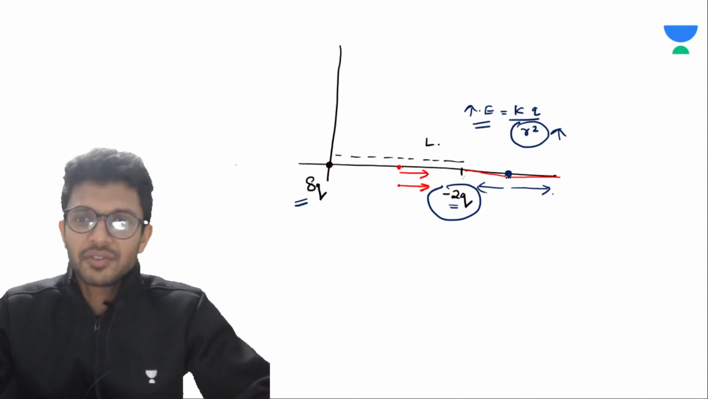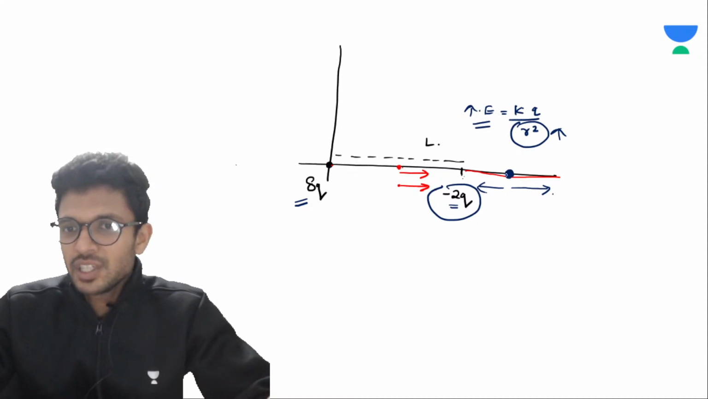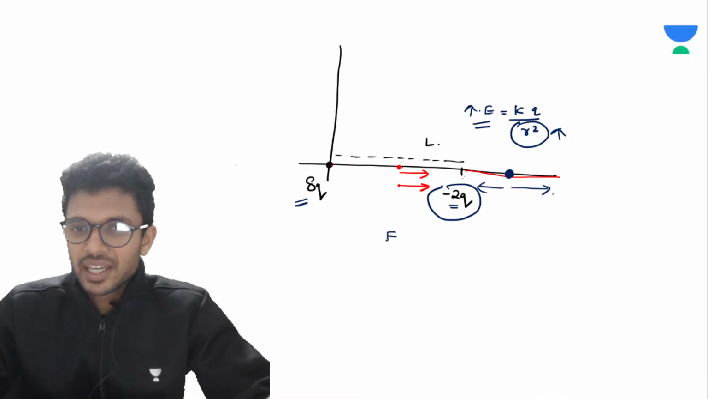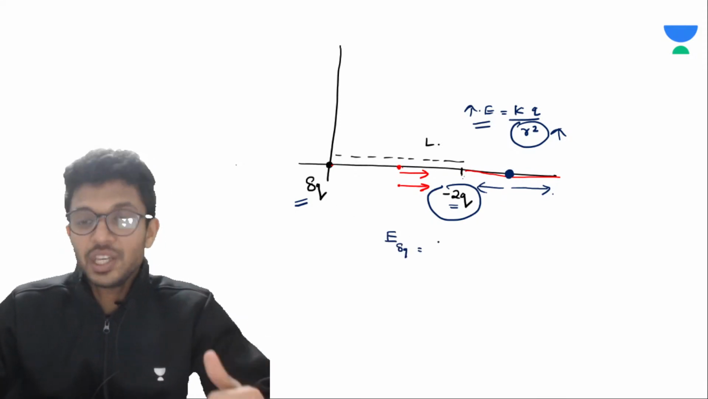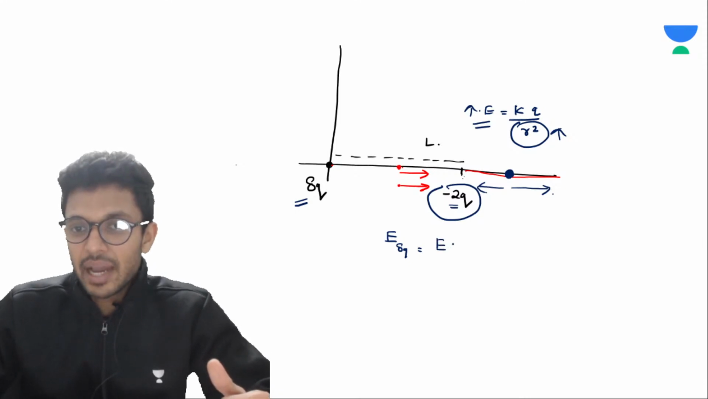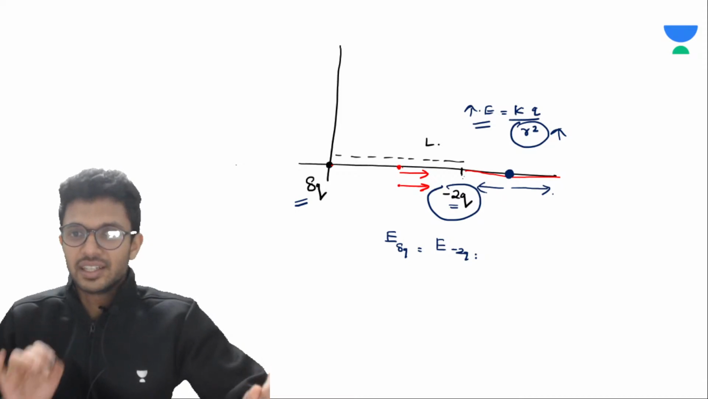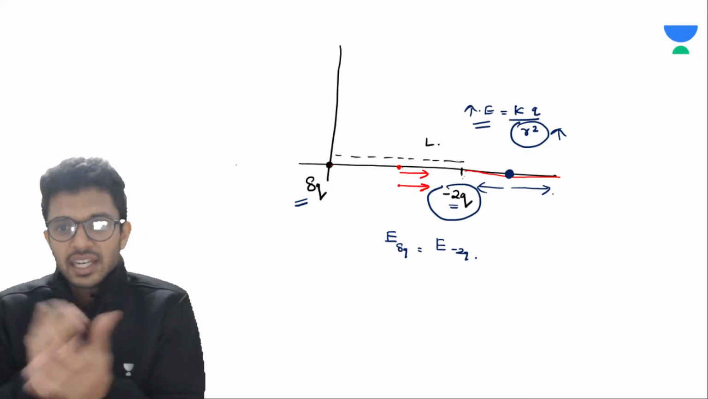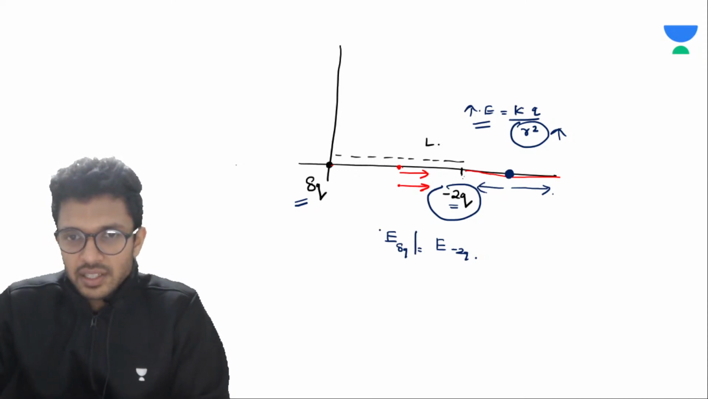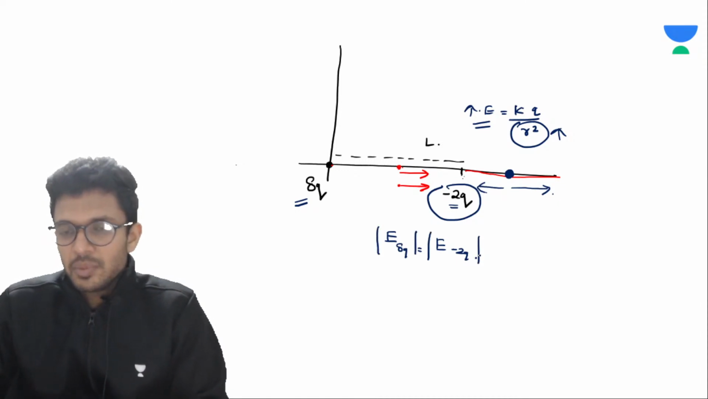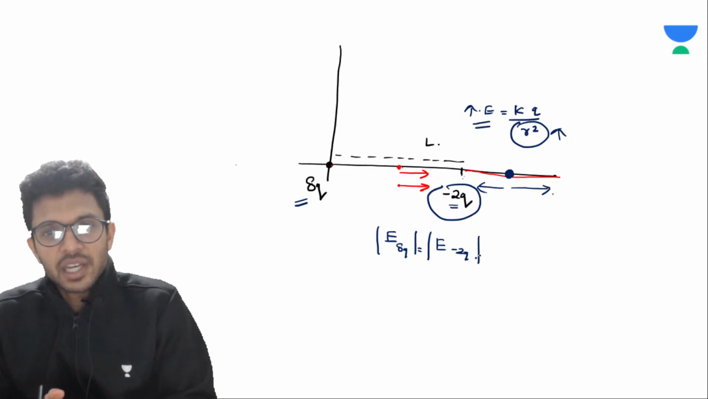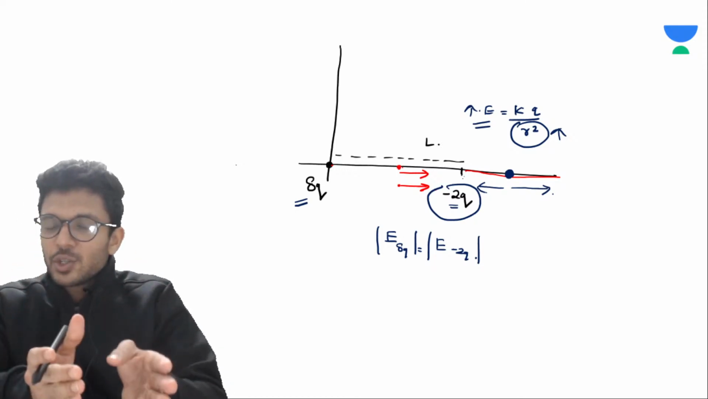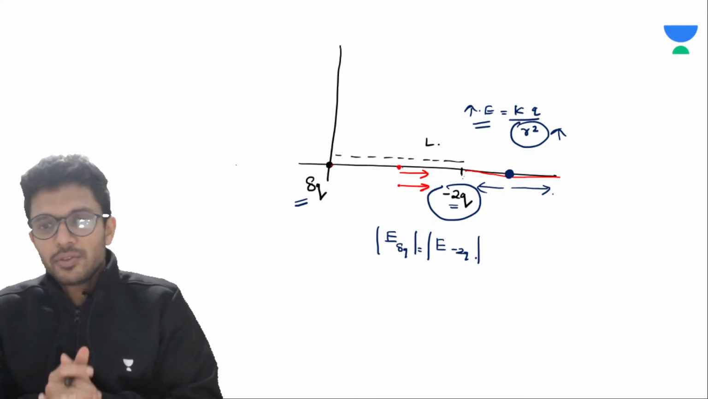Now what is left? If the electric field wants to be 0 at this point, it's very simple. The electric field produced by 8q at the point should be equal to the magnitude of the electric field produced by minus 2q. Then only the magnitudes will be equal, and as they are already in opposite directions, they get cancelled. I don't want you to get confused because you might be thinking there should be a negative sign, so I have just put the magnitude of 8q equal to the magnitude of minus 2q.